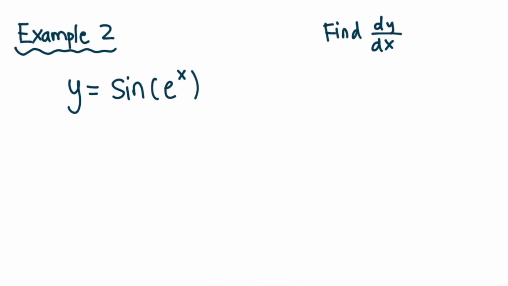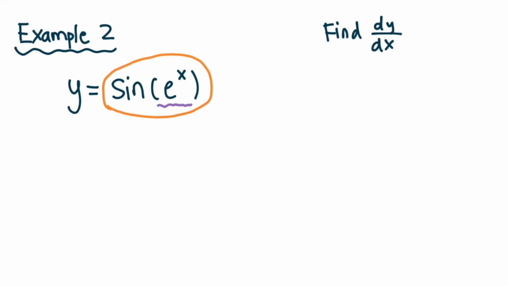Let's look at another example. In this case, we have a little bit of a trick, right? So first, guys, let's identify our outside function. What is that? It's the whole sine of e to the x. And what's the inside function? That is e to the x, right?